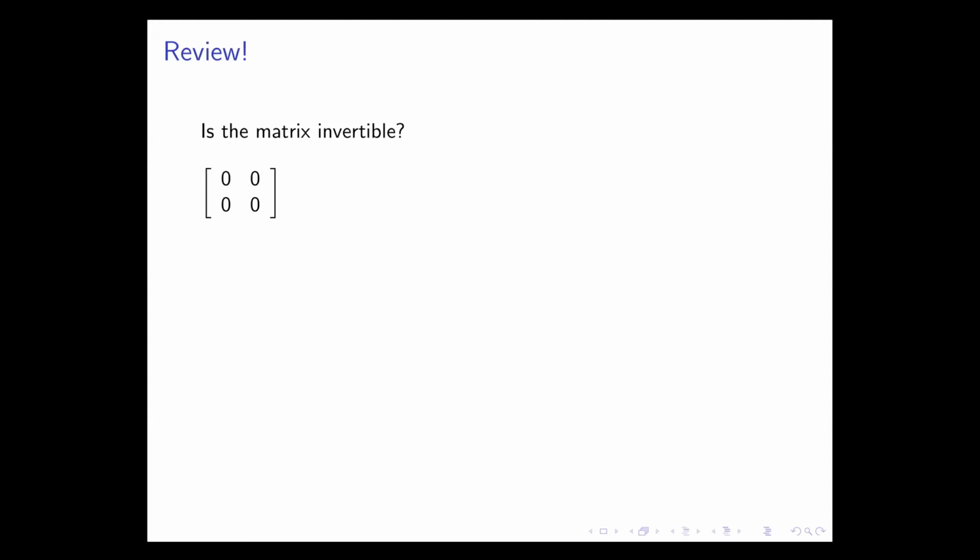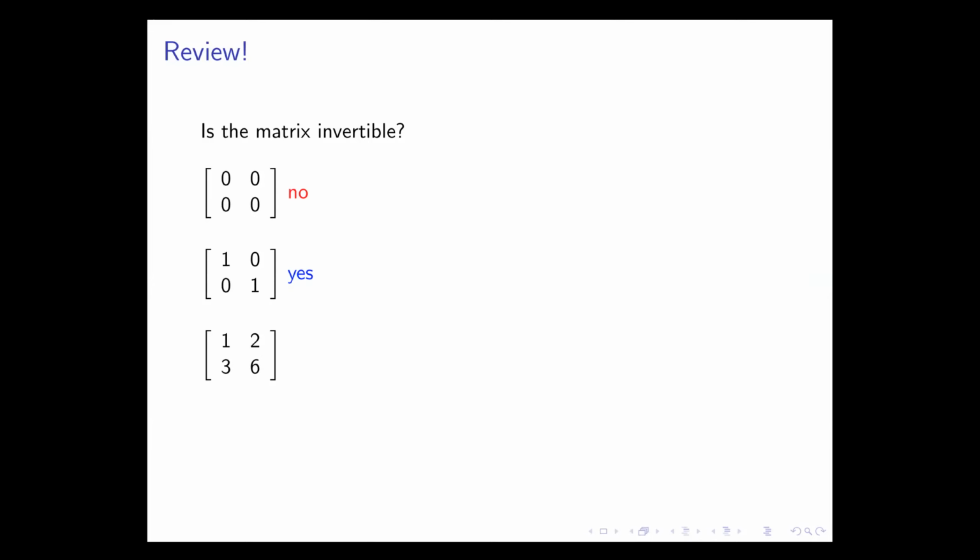So is this matrix invertible? Well, clearly the answer is no, right? No matter what you do with row echelon reduction, it's impossible to make it invertible. So the answer is no. Then this matrix is yes, right? It's the identity matrix, it's the inverse of itself.